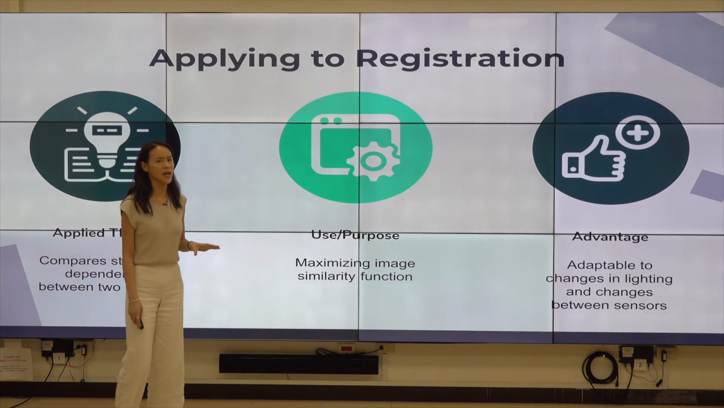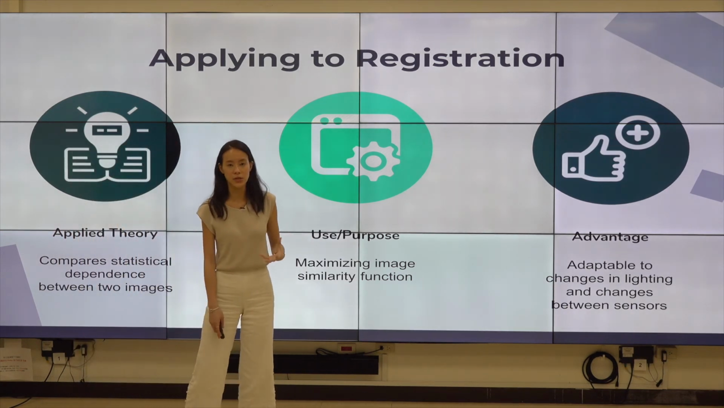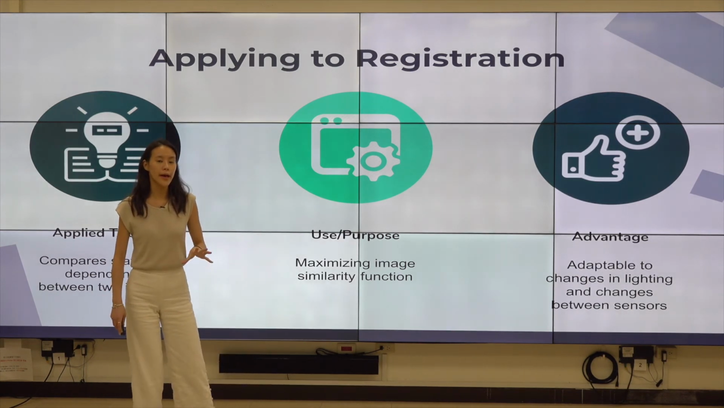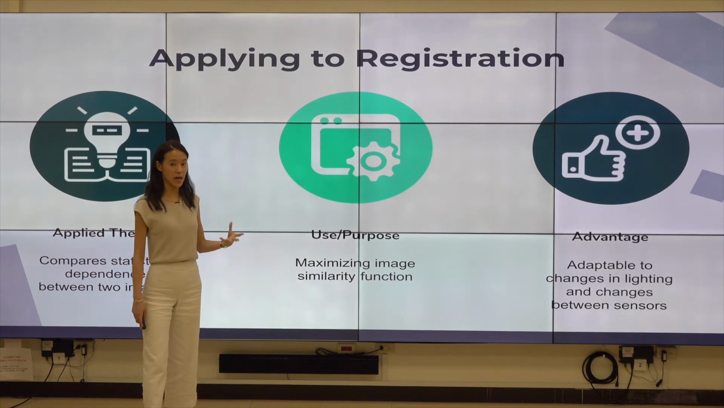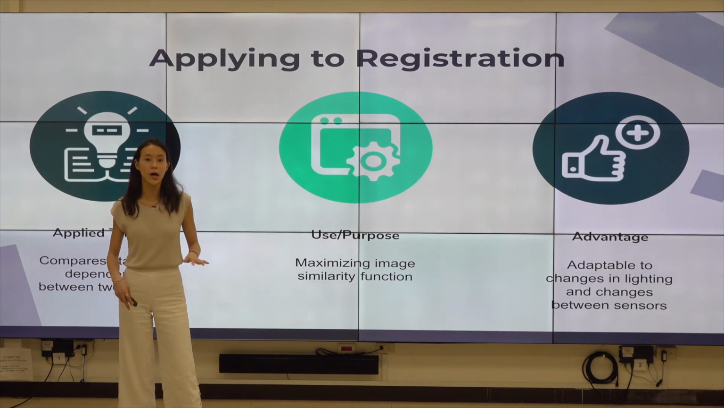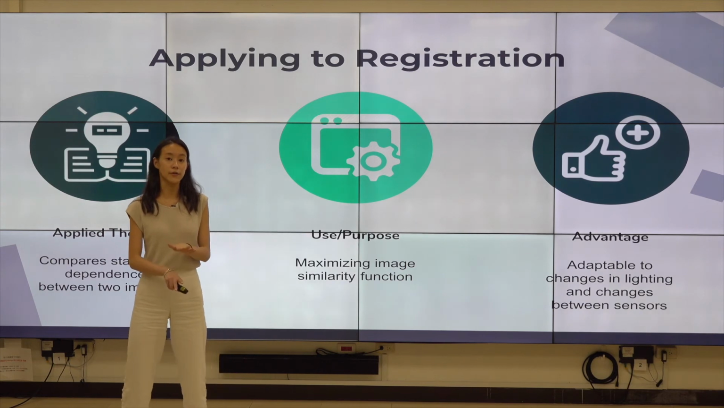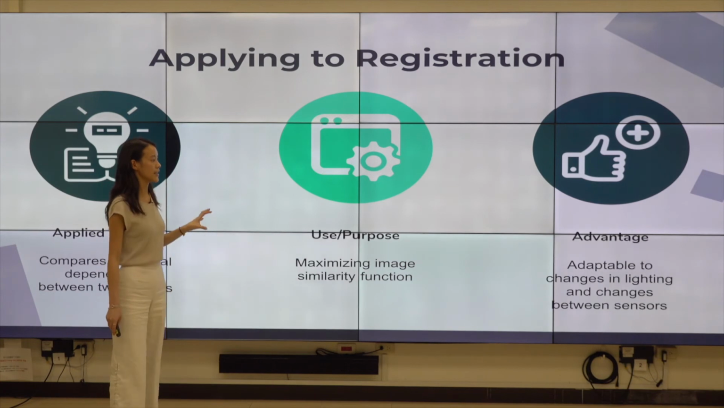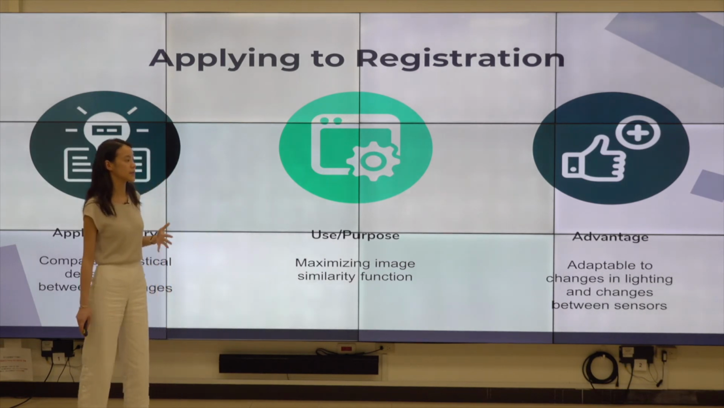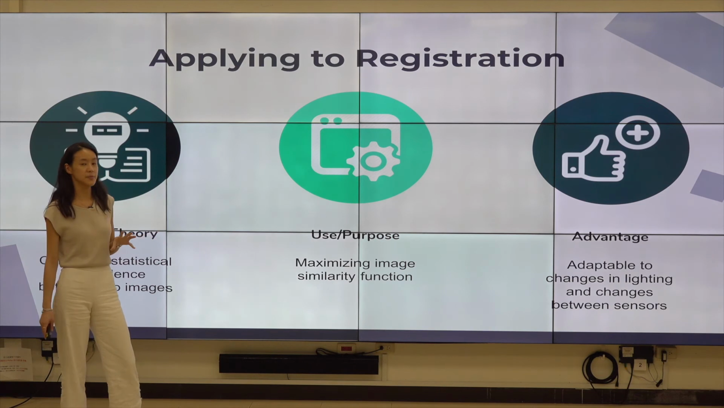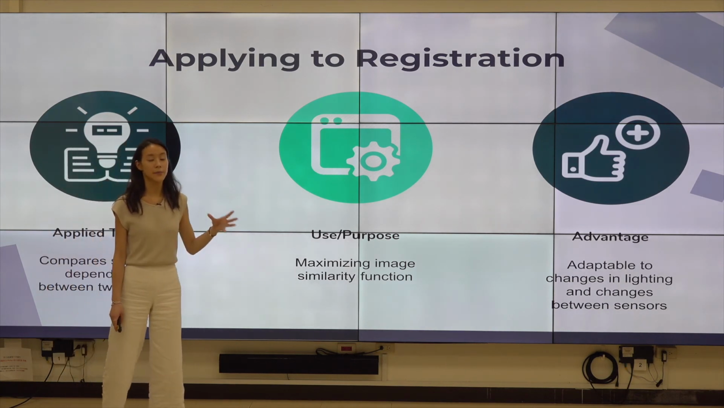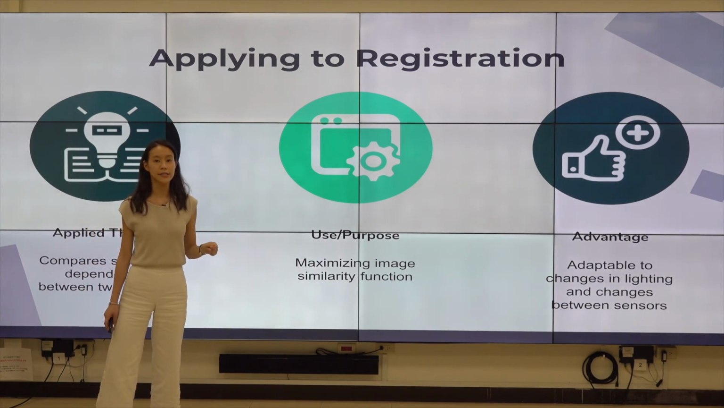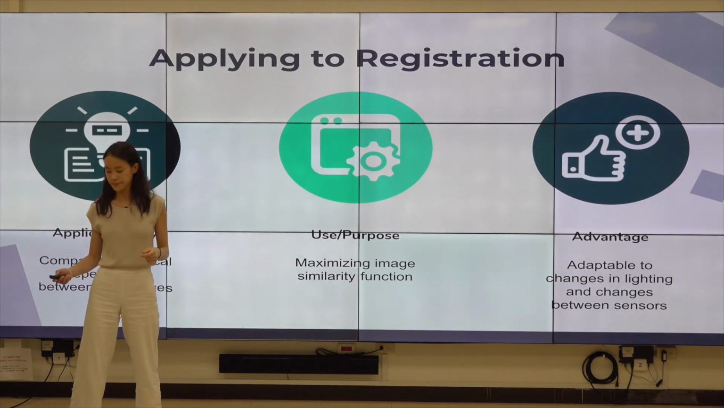One thing to note is that it's not going to give us a perfect minimization, but what the algorithm does is ensure that we get the optimal amount of information that overlaps, though definitely not the perfect overlap. The advantage is that it is very adaptable to changes in lighting and changes between sensors. It makes a lot of prior assumptions so that this algorithm can work, so it's not dependent on, for example, the MRI machine.